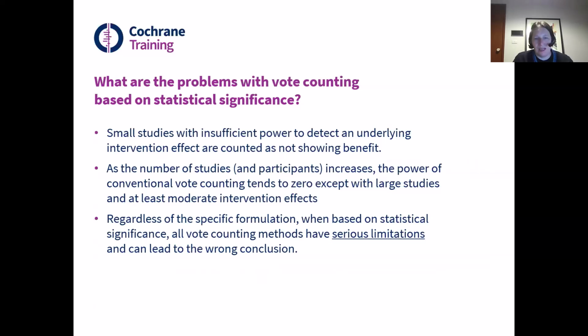Regardless of the specific formulation, when based on statistical significance, all vote counting methods have serious limitations and can lead to the wrong conclusion. The thing is, though, that it's actually a very commonly used method, and people are not explicit in saying that they have used it. So you need to be very careful in your reviews not to use the method. You shouldn't be using it, but it's okay to do vote counting based on the direction of effect, not considering statistical significance.